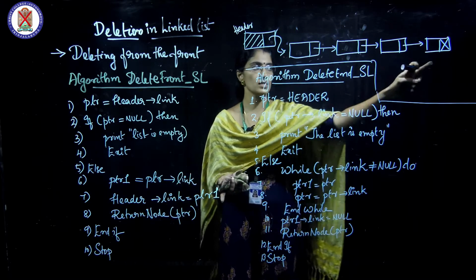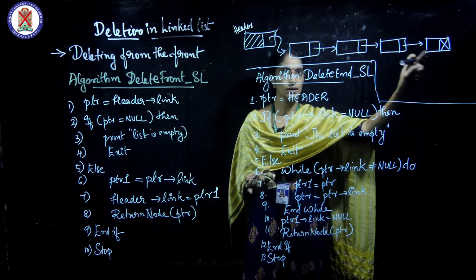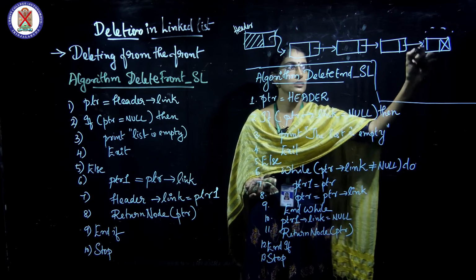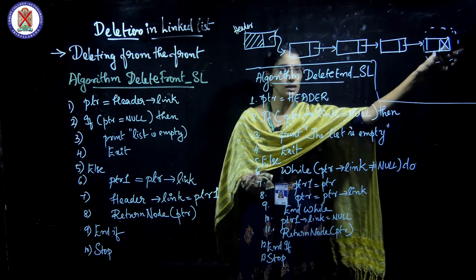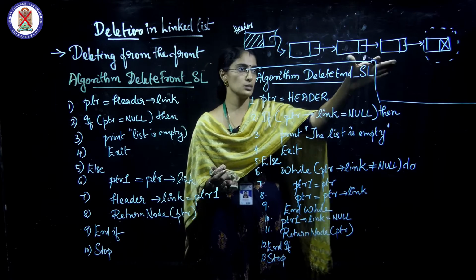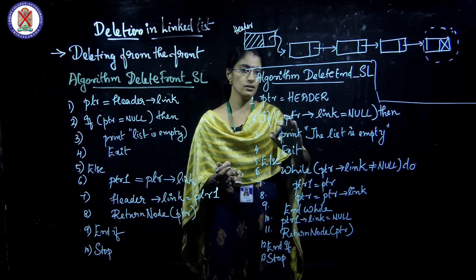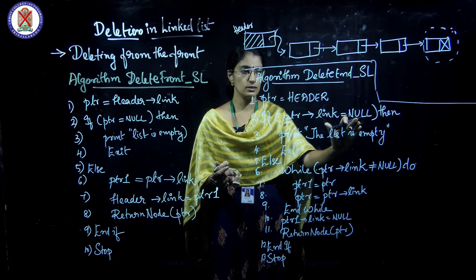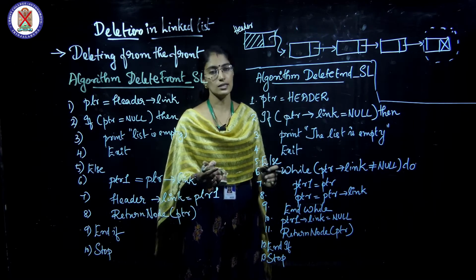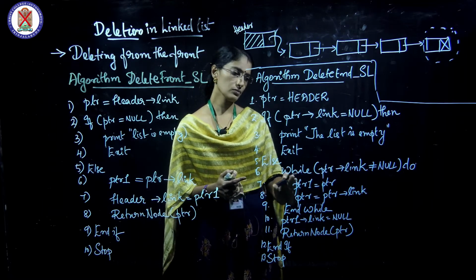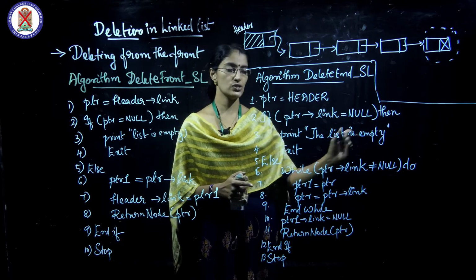Otherwise, what happens? In this given example, you have a 4 node linked list. You have to traverse till the end, because here I'm going to delete this particular node, that is the last node, right? Now what happens here? In the if part I have said, you start from the header. If the link part is null, then the list is empty and you have to exit. Now the else part, what happens? You have to traverse till the end.